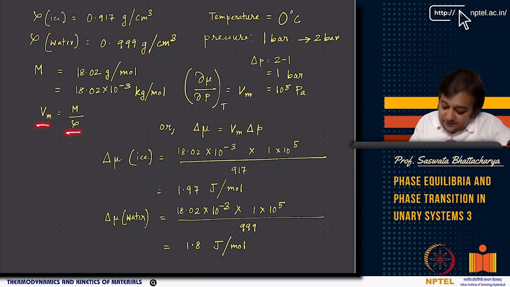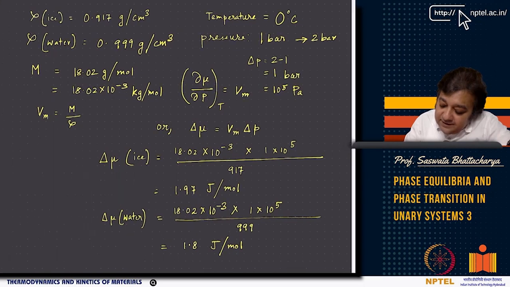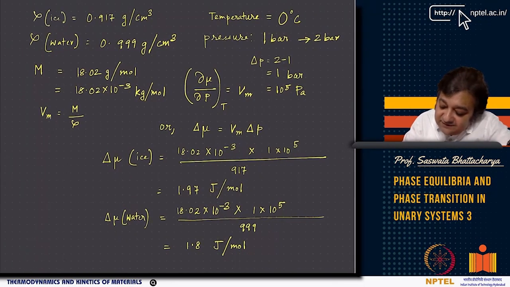Now, if you look at the delta mu of ice, basically you have del mu del P at constant T equals Vm, and delta P, here I am taking 2 bar and 1 bar, temperature I have taken as 0 degree Celsius. Pressure is increased from 1 bar to 2 bar, right? So, basically the delta P, the change in pressure, is 1 bar, right? Which is basically 10 to the power 5 Pascals. And del mu del P at any fixed temperature is equal to Vm, and Vm is calculated from m by rho.